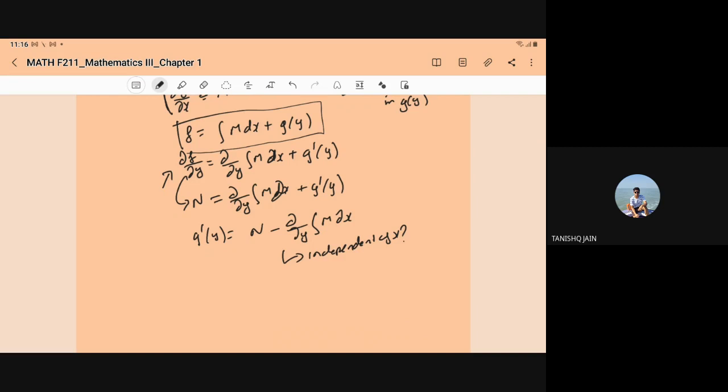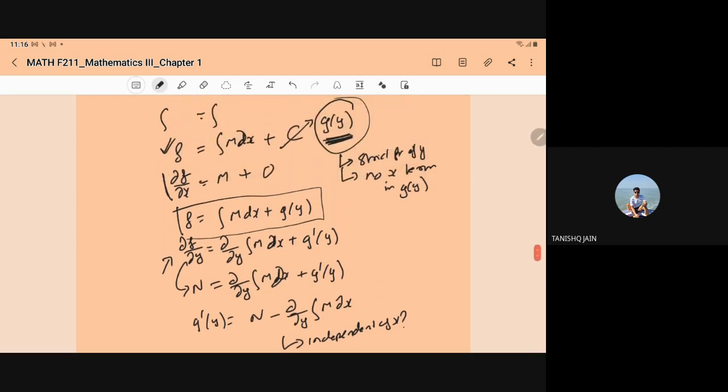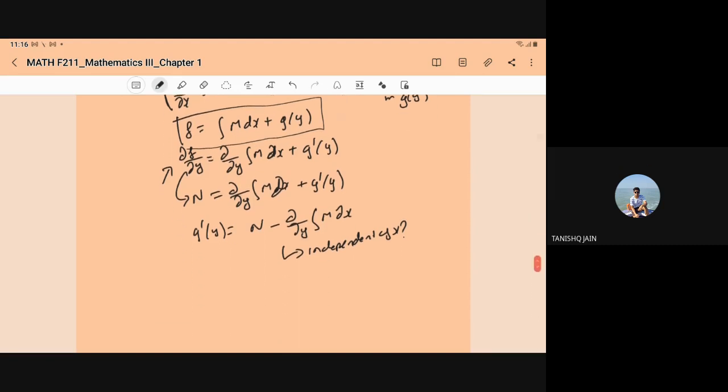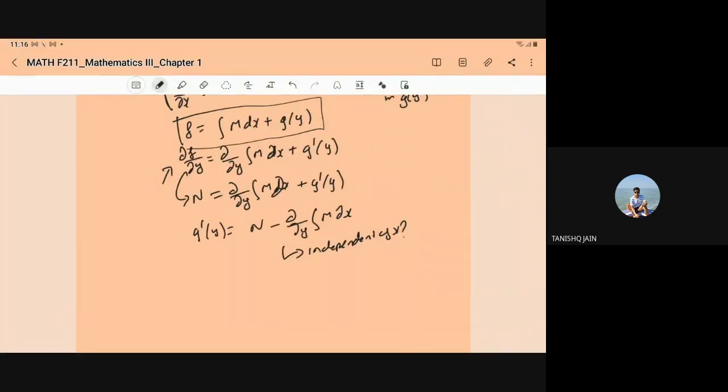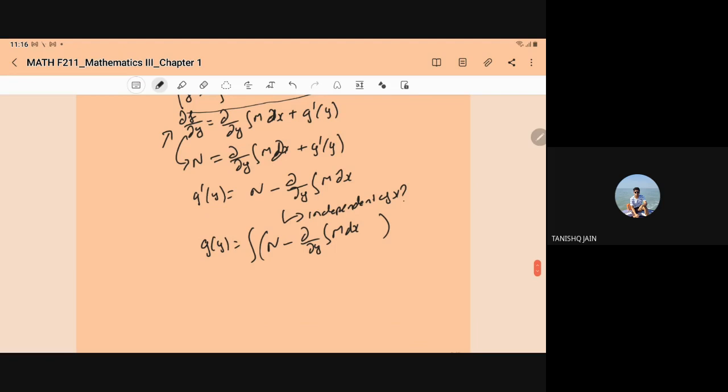So here g dash y will be n minus del by del y of the integral m dx. Now the question arises: whatever claim we have made here, that it is a strict function of y, or there is no term of x in g(y), whether it is true or not. For that we have to check whether it is a strict function of y or not. In this case, what is g(y)? g(y) is the integral of n minus the integral of del by del y of the integral m dx. So now we have to check whether it is a strict function of x or not.